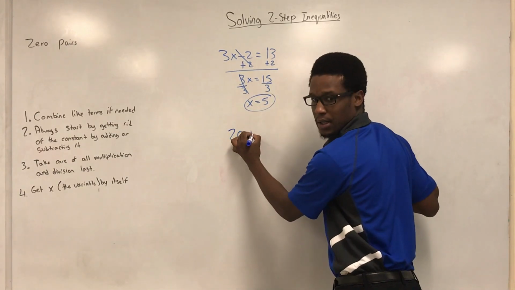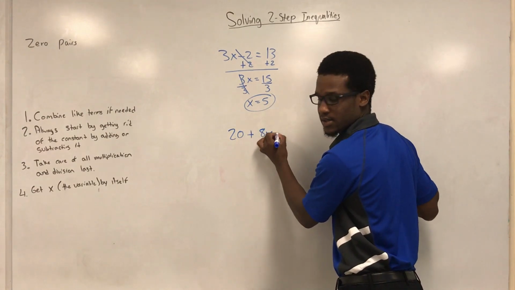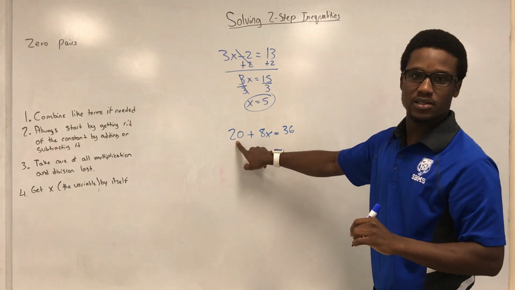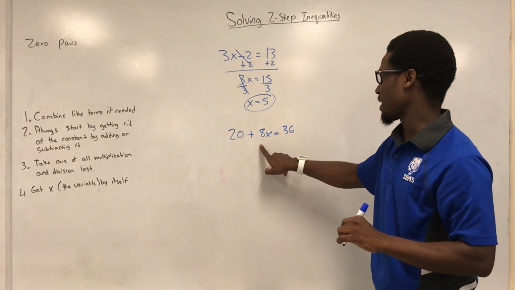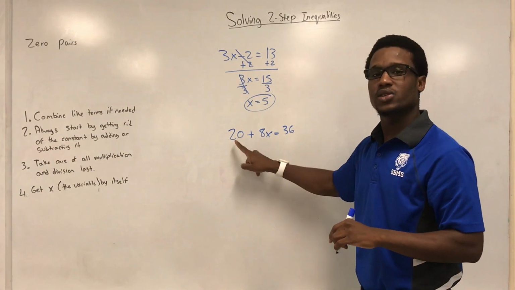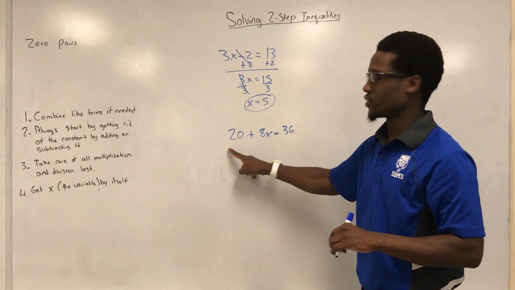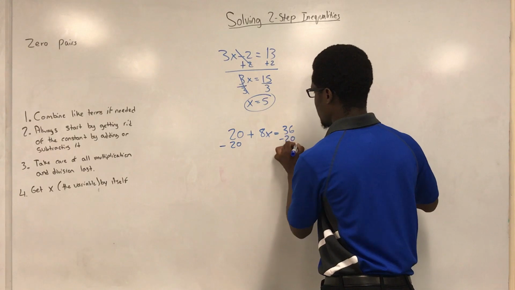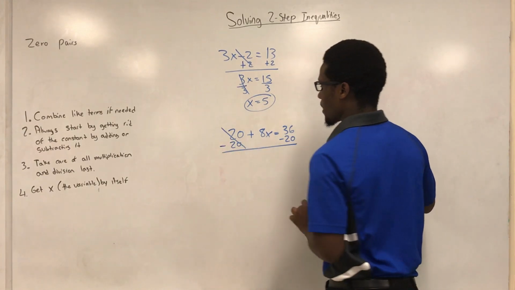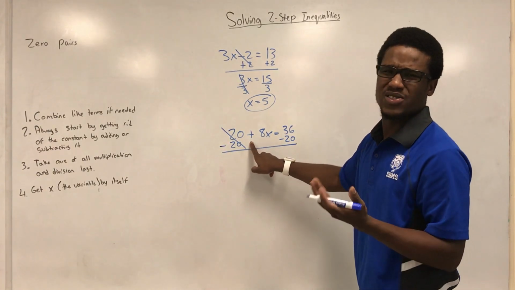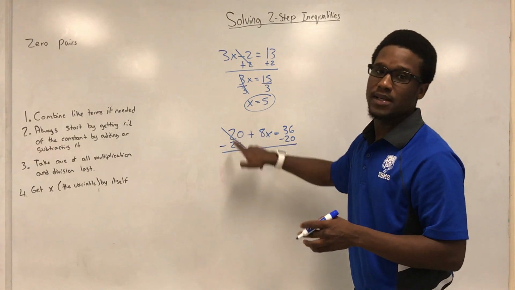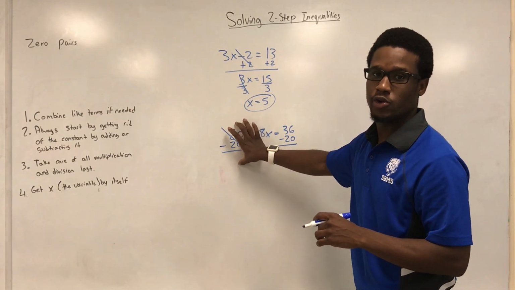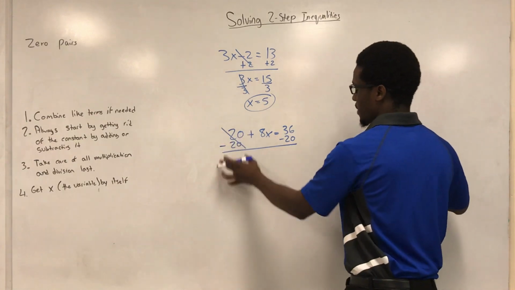Let's go ahead and try another. We have 20 plus 8x is going to be equal to 36. Now if you look here, our constant is first and our variable is second, okay? Our goal is still to get rid of our constant first. So I'm going to go ahead and subtract 20 and subtract 20, okay? Even though there's an addition sign here, that doesn't really matter. My job is to get rid of this constant, okay? And that is by doing a zero pair in order to get this away.